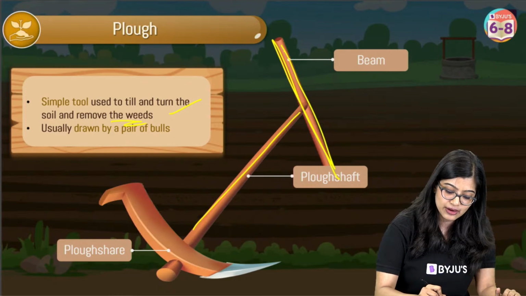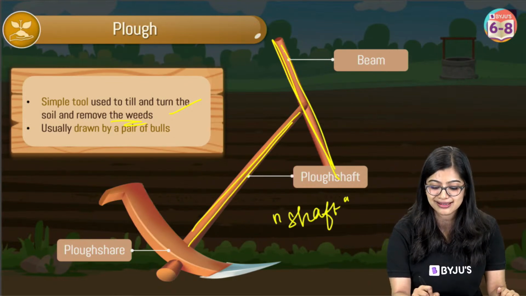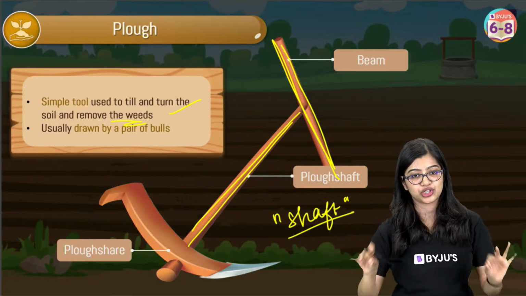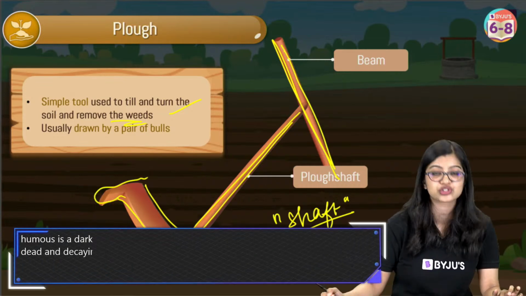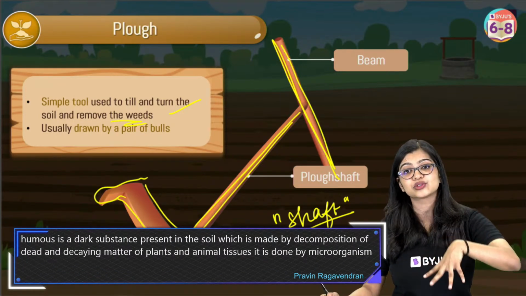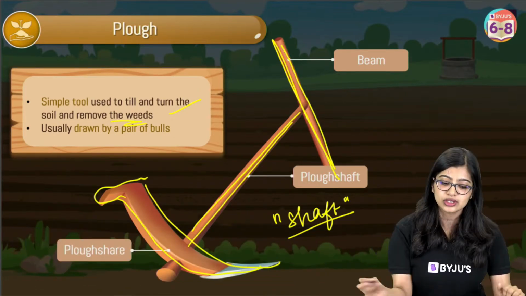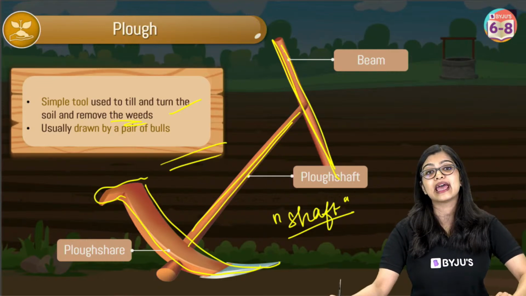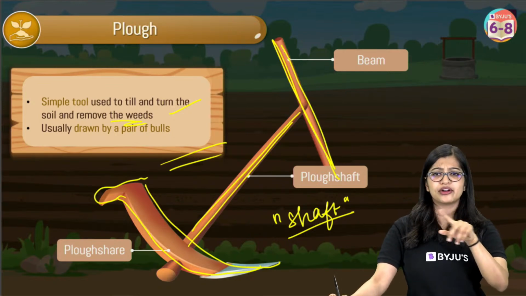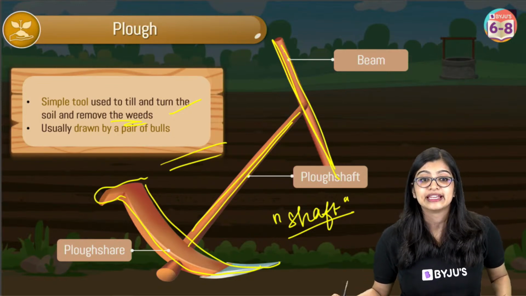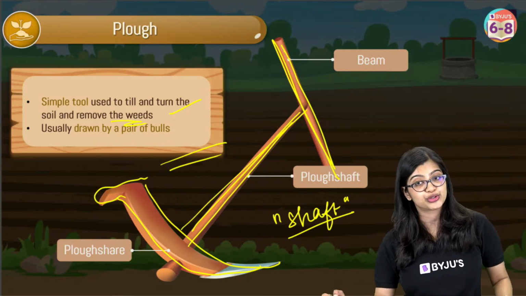Then we see that there will be a plough shaft. Now, whenever you see the term shaft, it means that it is a long, elongated structure. And at the end of it, we have a ploughshare, which has a structure that makes it easy to till the soil, loosen it and turn it. So this is the basic structure of the plough. Yes, Deepti, it's a long log of wood. So we usually use wood to make it.